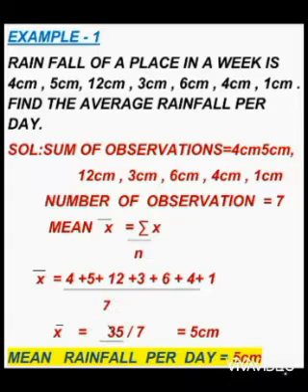So this is the mean rainfall per day, which is equal to 5 centimeters. Here we have taken the raw data, used the formula, and got the average rainfall per day. Okay, children.